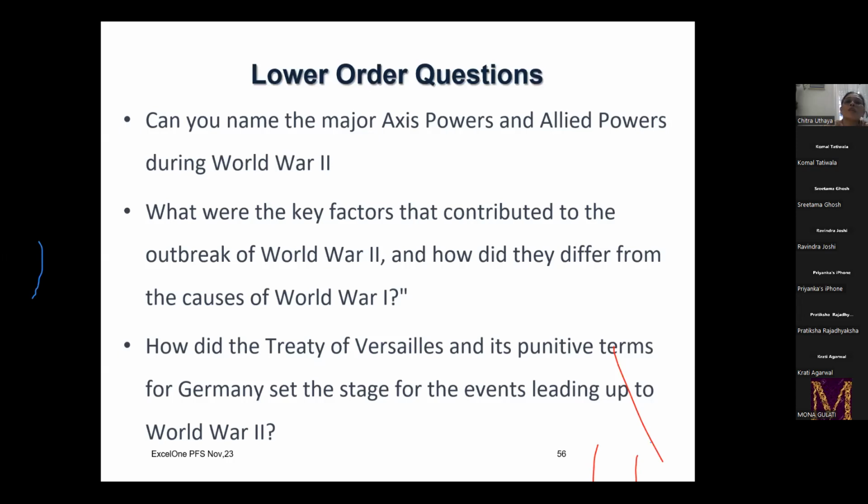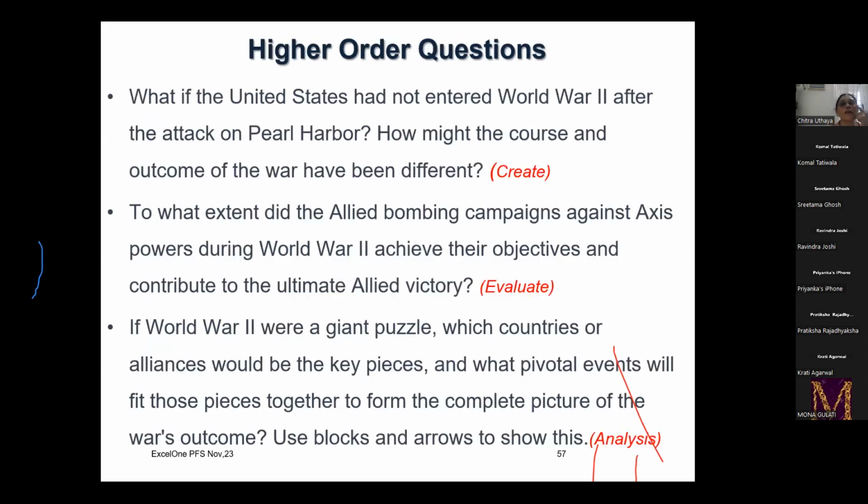So can you name the major Axis powers and Allied powers during World War II? What were the key factors that contributed to the outbreak of World War II? And how did they differ from the causes of World War I? How did the Treaty of Versailles and its punitive terms for Germany set the stage for events leading up to World War II? So basically, at the understand level, how do we change them to higher order questions?